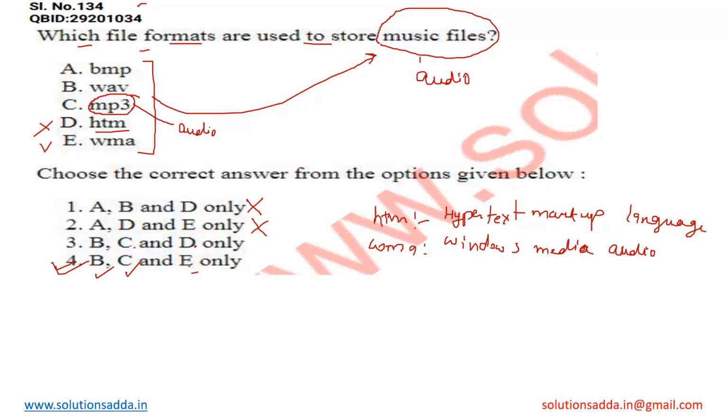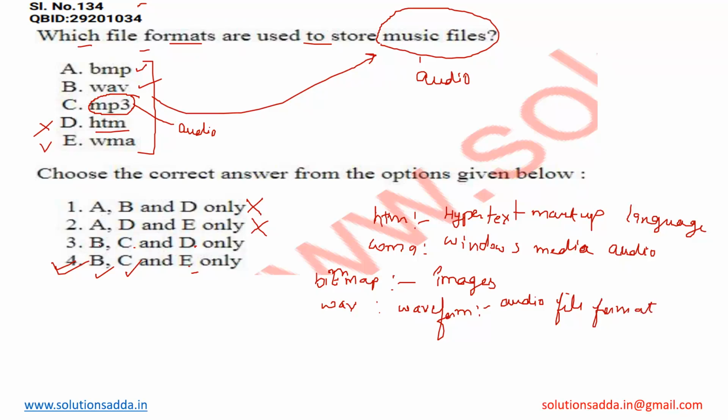Let's understand the BMP and WAV files. BMP stands for bitmap, and this extension is used for images. Next we have WAV, which stands for waveform audio file format. We can say it is an audio file format. So options B, C, and E are right, and option number 4 is correct.